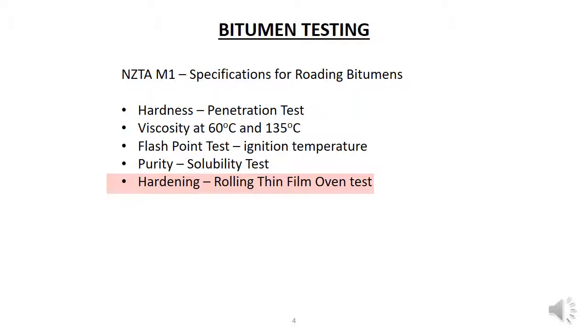The specification requires that this property be measured using the rolling thin film oven test. In this test, the penetration value of the sample is first determined. The sample is then rotated in a drum to create a thin film of bitumen while blowing hot air over it for 85 minutes. This creates some hardening of the bitumen. A penetration test is again undertaken and the degree of hardening determined by comparing the before and after penetration test result. The specification requires that the after-test penetration value be at least 50% of the penetration before the test.